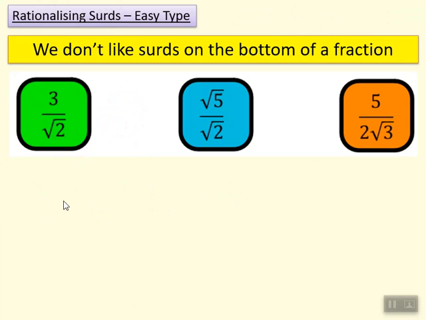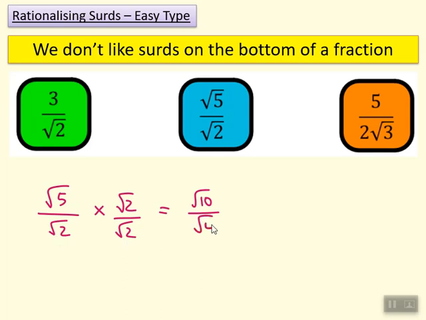Let's do the one here: root 5 over root 2. I like to write root 2 over root 2, but effectively we're multiplying top and bottom by root 2. It's going to be root 10 on the top, because root 5 times root 2, both surds, turns into root 10. On the bottom, root 2 times root 2 is root 4, and lo and behold, we get the number 2, because the square root of 4 is 2. So the answer is root 10 over 2.